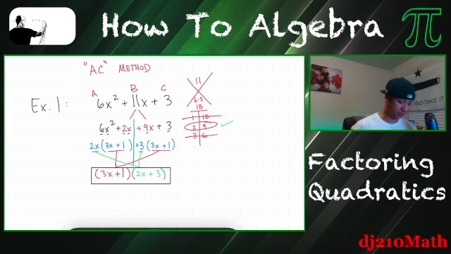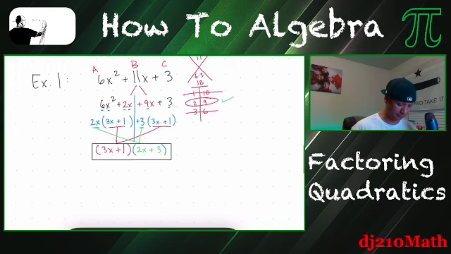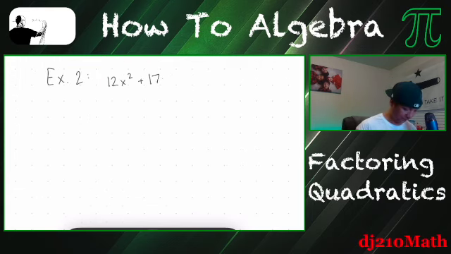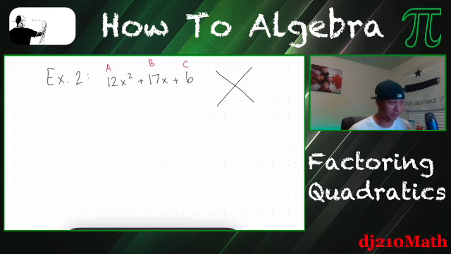Let's see another example of this particular method, the AC method. Okay, here we have 12x squared plus 17x plus 6. So I want to come up with two numbers that multiply to make a times c. So in this case, we have, again, a, b, and c. So A times C, so 12 times 6. 12, 24, 36, 48, 60, 72. So 72, and we needed to add up to 17.